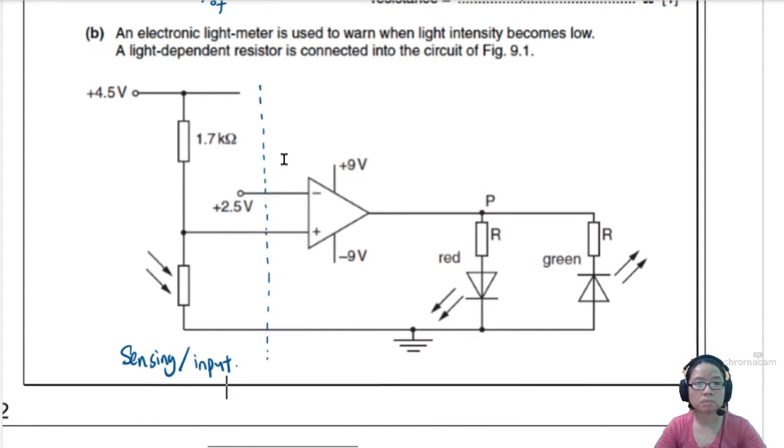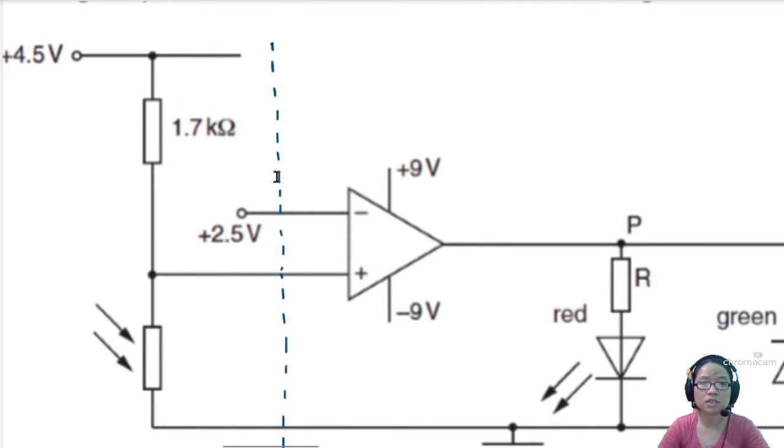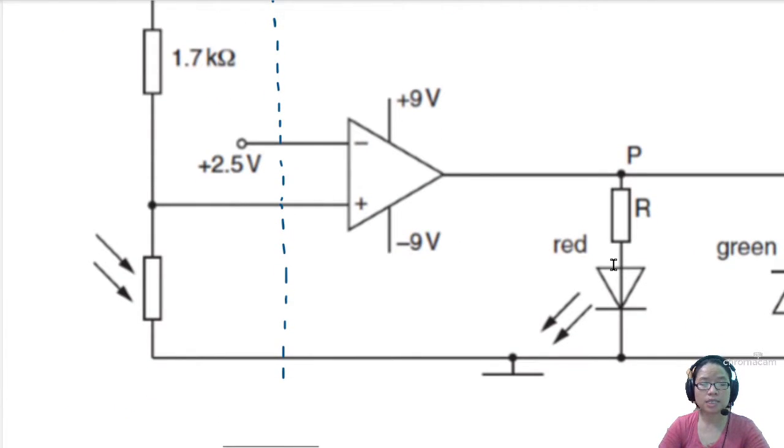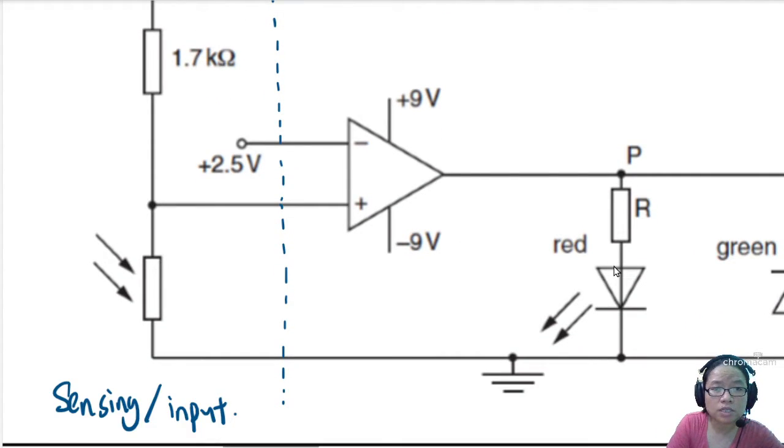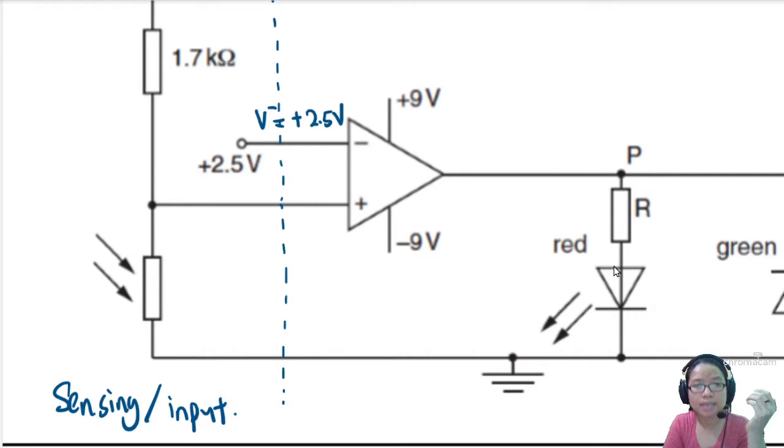When I see the input, immediately I will label. Okay, so I'll zoom in a bit for you to see. This input, this V minus, is positive 2.5 volt. So the inverting input has a potential of plus 2.5 volt. Okay, important point, I'll write it here. What about this V plus or non-inverting input?